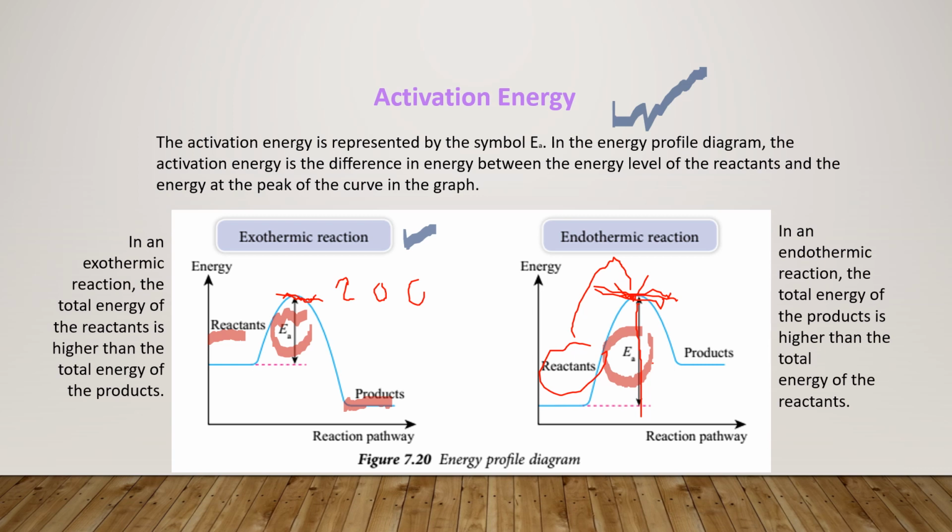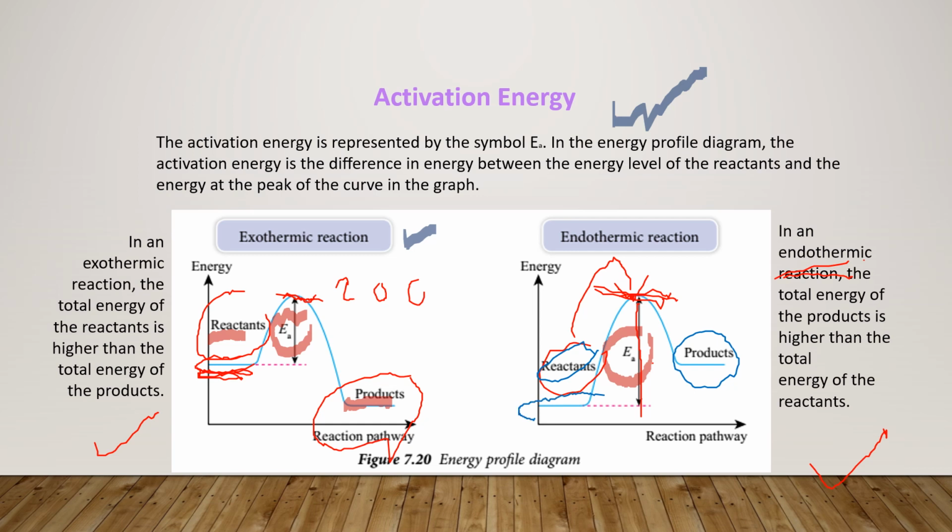The activation energy is represented by the symbol EA in the energy profile diagram. The activation energy is the difference in energy between the energy level of the reactant and the energy at the peak of the curve in the graph. Now you can see this one is an exothermic reaction, this one is an endothermic reaction. For an exothermic reaction, the total energy of the reactant here is higher than the product here. But for endothermic, the total energy of the product is higher than the total energy of the reactant.